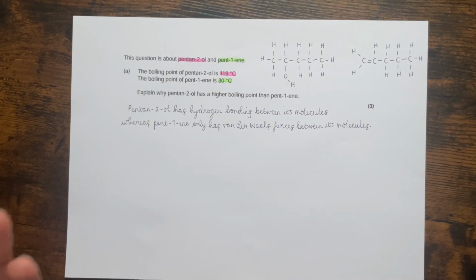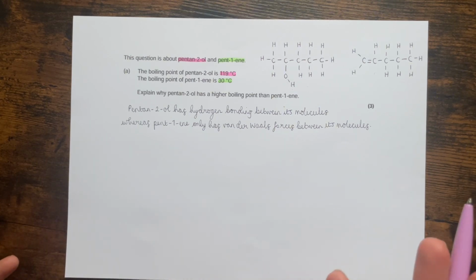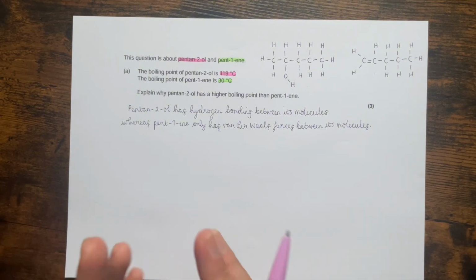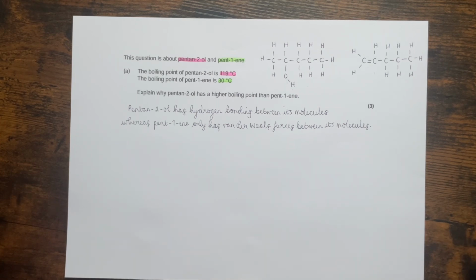Now that doesn't mean that you can't have a very, very, very large molecule that might only have van der Waals forces having a higher melting or boiling point than a substance that has permanent dipole-dipole forces. But if we have a really similar Mr, like we do here, the van der Waals forces are going to be much weaker than the hydrogen bonds. And the third mark is for making that kind of statement.